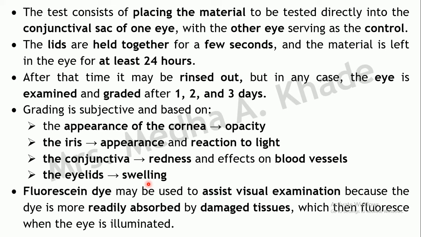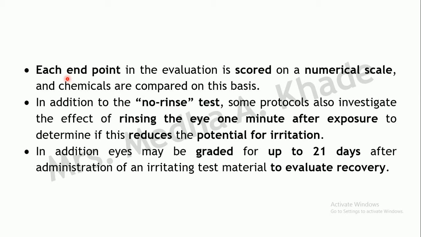Now usually for examination, a lot of highly specialized techniques are available to make specific observations of these various parts of the eye. Usually a fluorescent dye may be utilized. This will help in visual examination, because damaged tissue will easily take up this particular dye. After illuminating the eye, it will make it very clear exactly which part of the eye has got damaged.